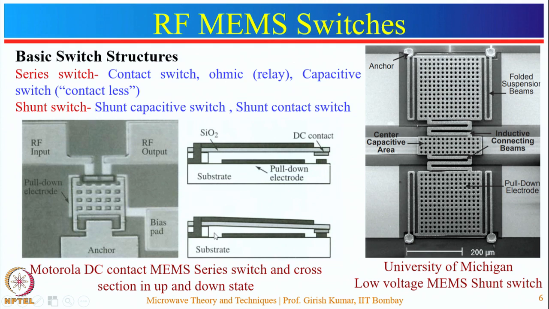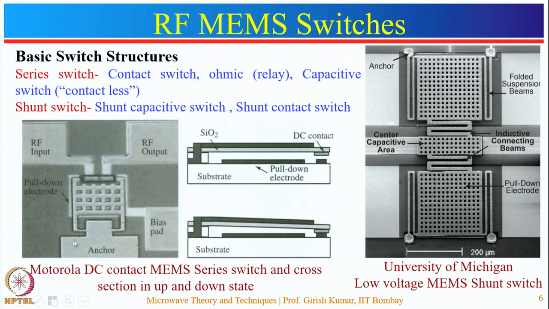This series switch is made using a cantilever, which is fixed at one end, and the metal strip is made on the cantilever. It is connected in series with the microstrip line, and a metal electrode is placed below the suspended cantilever. This electrode is known as the pull down electrode. The operation of this switch is given by two mechanisms.